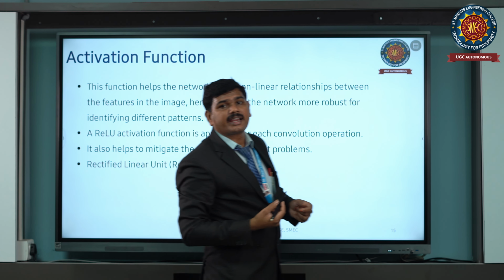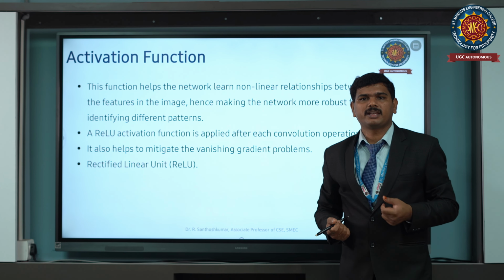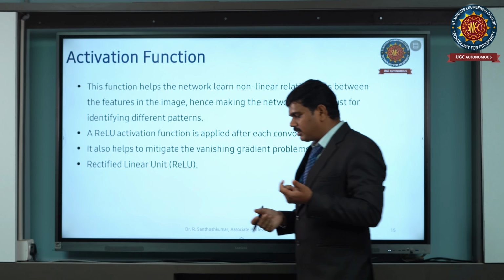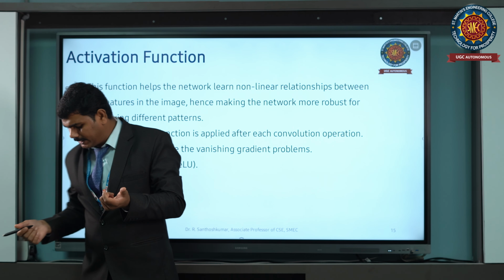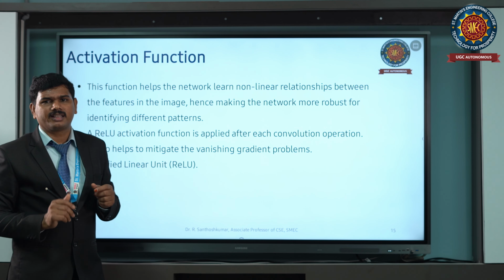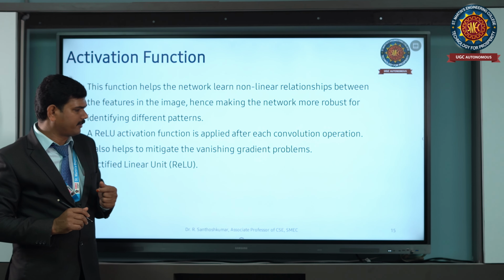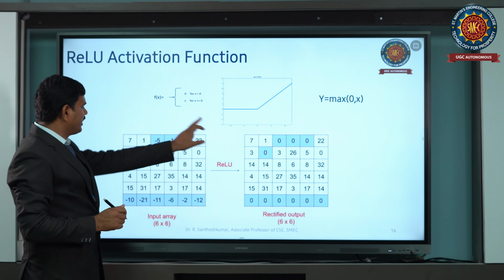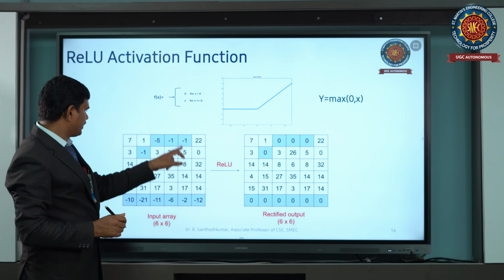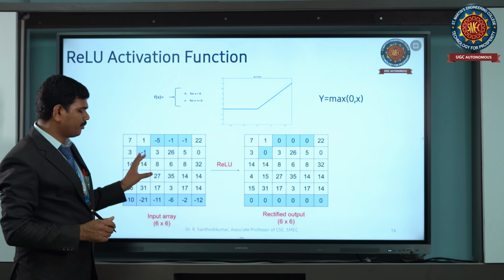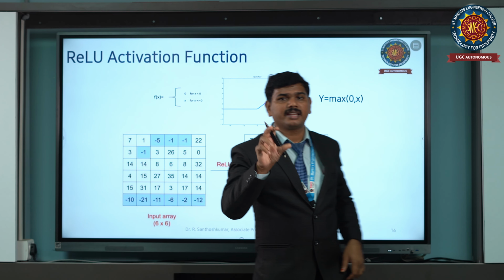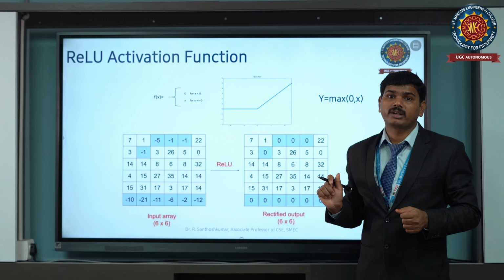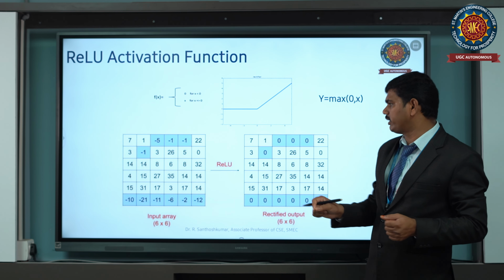And the next one is the activation function. So what is meant by activation function? This function helps the network to learn non-linear relationships between the pixel value and the filter. So what is meant by non-linear? Whenever we face non-linear data, like this example, my aim is to convert non-linear into linear, so I am going with the ReLU activation function. ReLU means rectified linear unit.